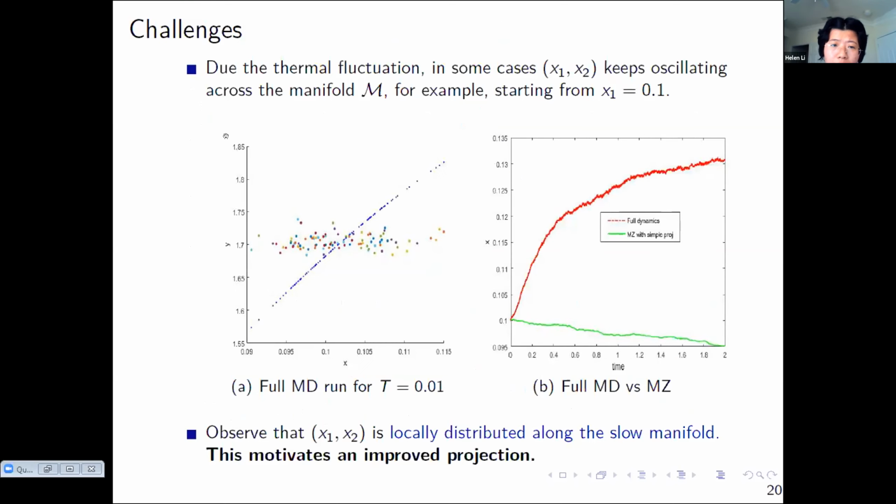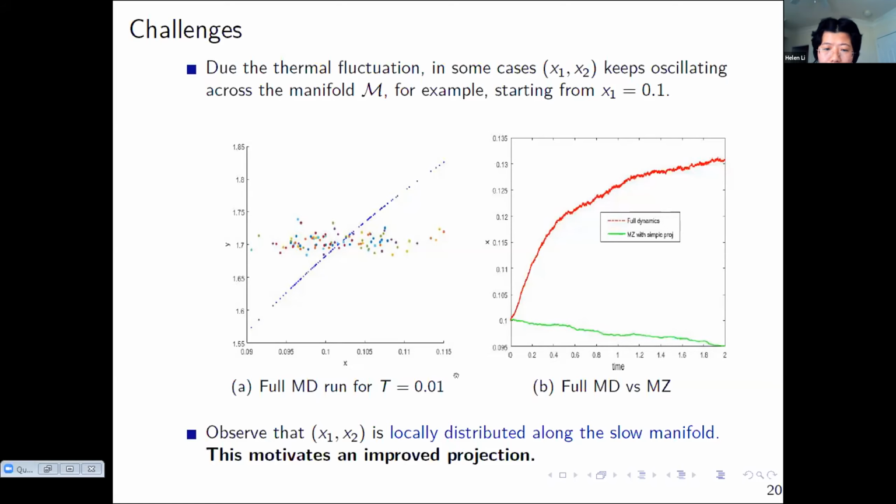But there are some challenges because we have thermal fluctuation, because we are talking about SDE. Therefore, in some cases, for example, if we start from X1 equal to 0.1, you will see that actually the trajectory of X1, X2 in the full MD does not relax very fast to the slow manifold. In fact, they oscillate around the slow manifold, and we can compare the full MD with Mori-Zwanzig with simple projection. We see that the Mori-Zwanzig with simple projection cannot capture the true trend. This is because we neglect the thermal fluctuation in the previous case. Therefore, we cannot capture this oscillatory behavior.